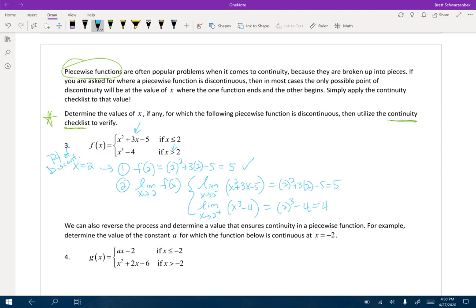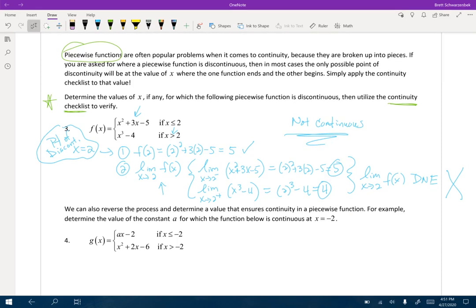Okay, so we have our limits. So the question is, does the two-sided limit exist? So the limit as x approaches 2 of f of x does not exist. Why? Because these two numbers are not the same, which means checklist item number 2 blows up, and we can conclude that this is a point of discontinuity right here, and basically the whole entire function is not continuous. Okay, that was our verification for that.